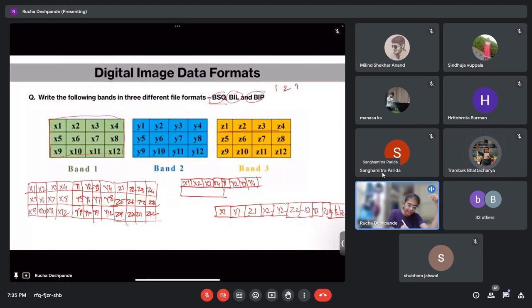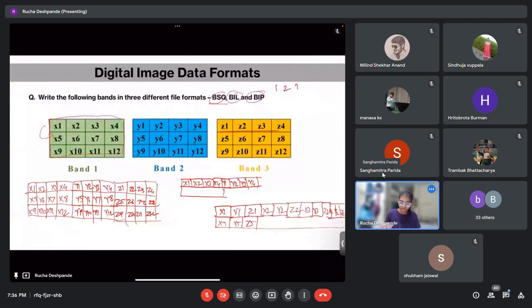Then we will go to the second line, and again the second line's first pixel of the first band, then the second line's first pixel of the second band, y5, z5, and so on. So these are the different data formats. There might be questions in assignments where you are given three different bands and asked to arrange them in different file formats. This will be more useful when you are dealing with actual images. Simply studying the theory might not be that interesting.